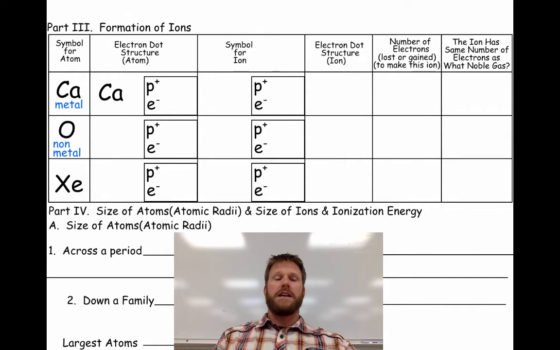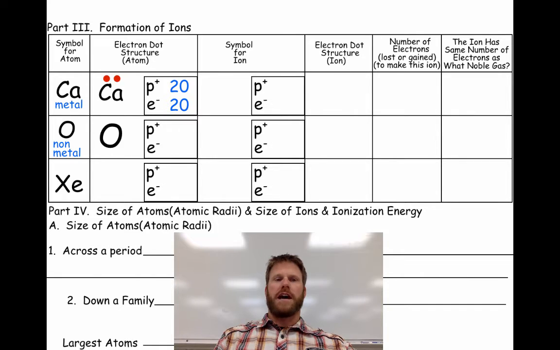So if we drew the electron dot structure for calcium, we would see it's in family number 2. So it has 2 valence electrons. So we'd represent those 2 electrons like so. We can see by looking on our periodic table that calcium has 20 protons, an atomic number of 20, which means as a neutral atom, it will also have 20 electrons.